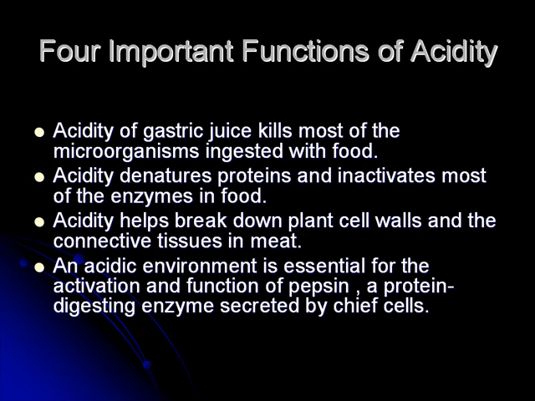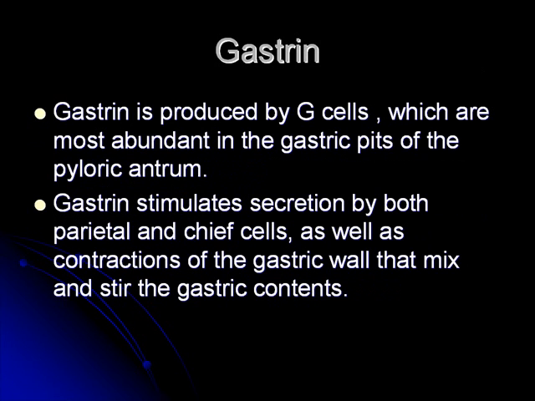4 important functions of acidity. Acidity of gastric juices kills most of the microorganisms that are ingested in food. I alluded to this earlier. Acidity denatures proteins and activates most of the enzymes in foods. Acidity helps break down plant cell walls and connective tissue in meat. An acidic environment is essential for the activation and function of pepsin, a protein digestive enzyme secreted by chief cells.